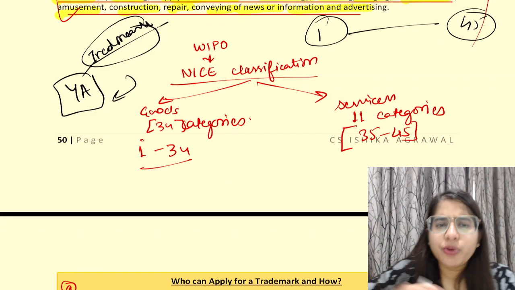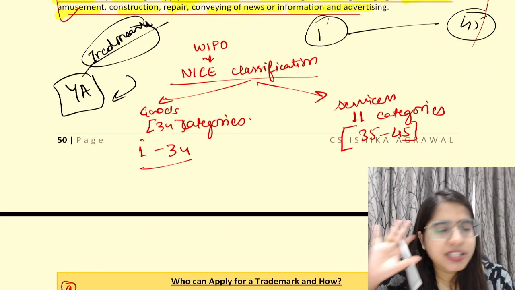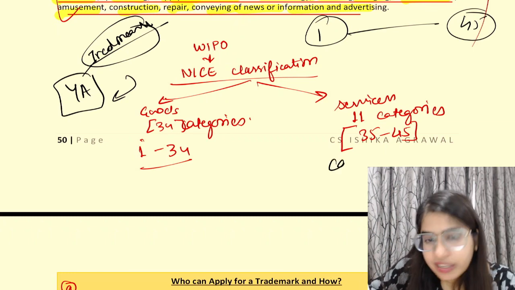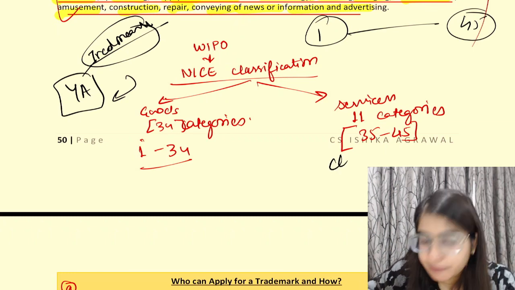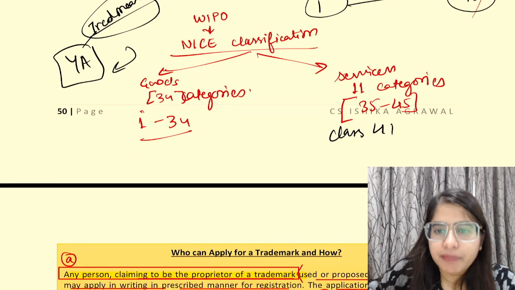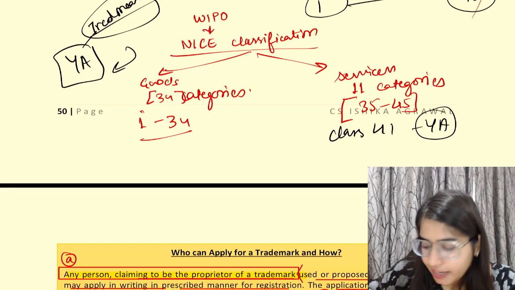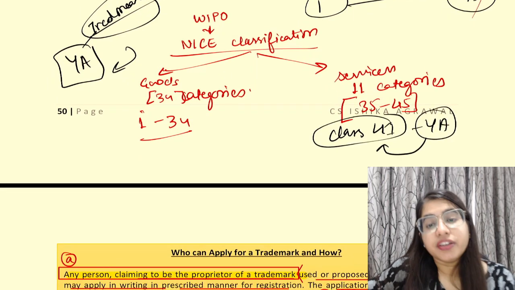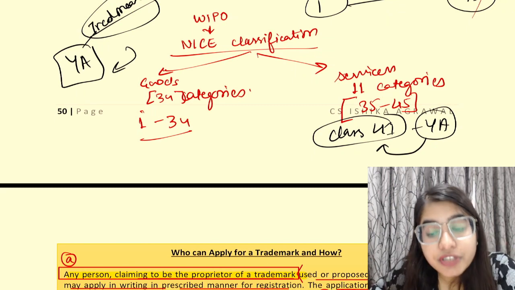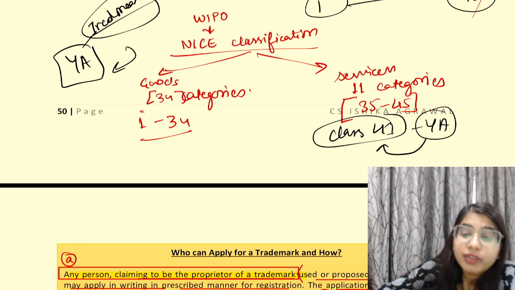So let's say I don't want to register in all the categories, I only want to register in the education category. So I told them, class 41, please register my trademark Yashas Academy in class 41. You register your trademark with respect to a particular class. You have to tell that while applying.